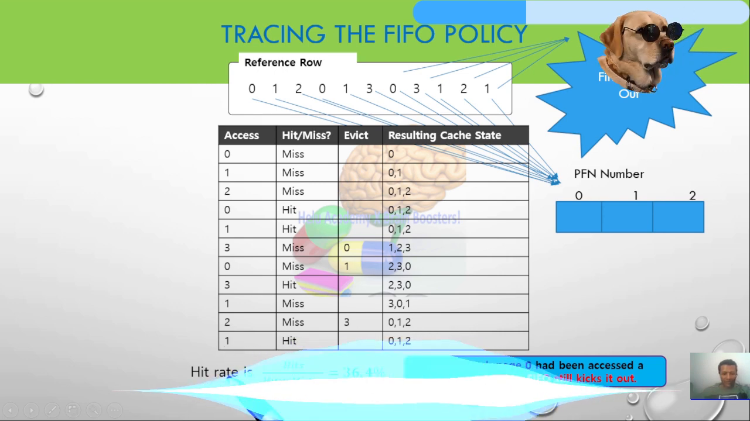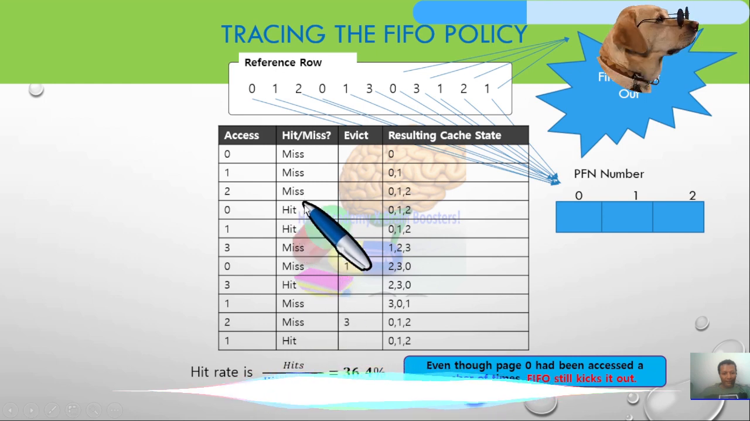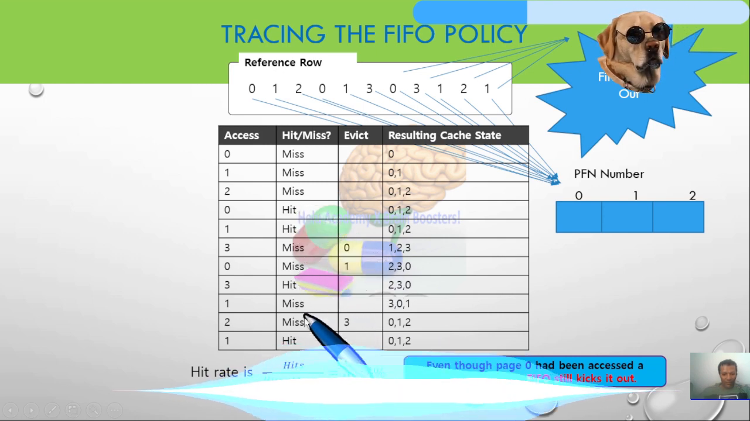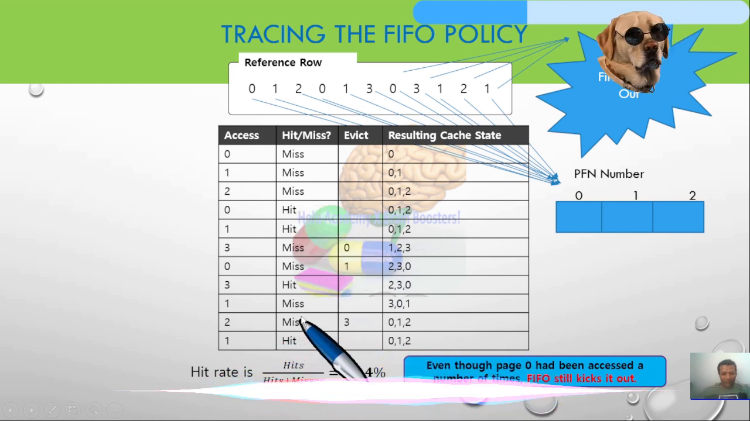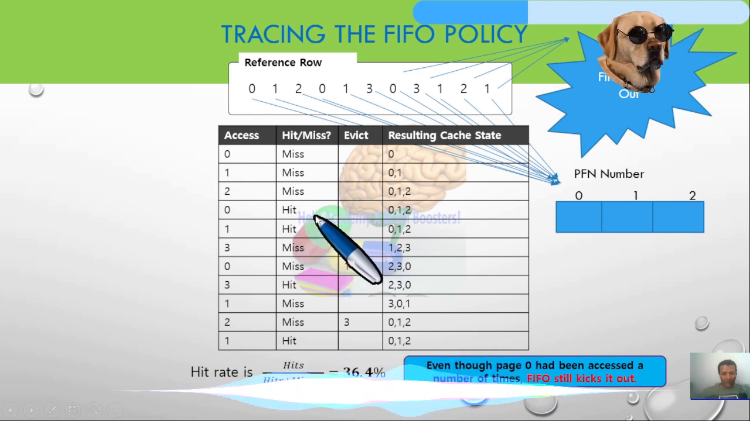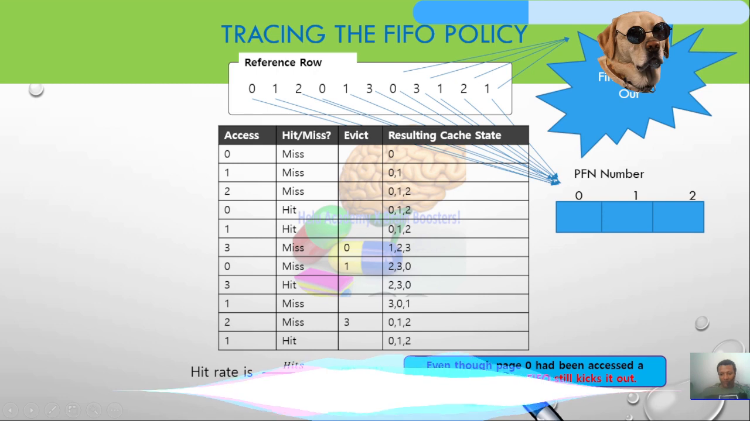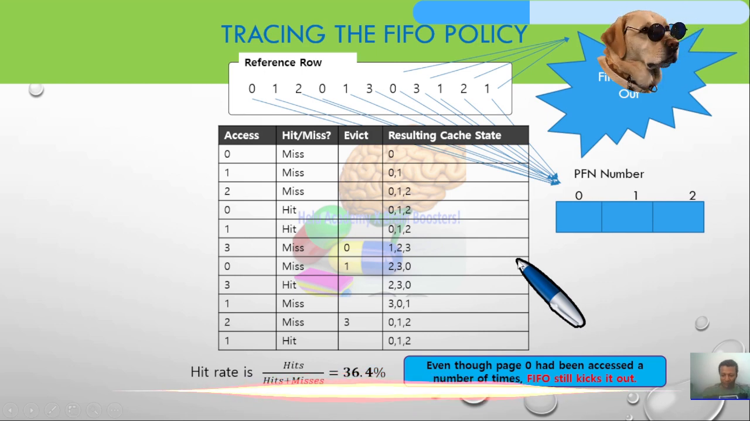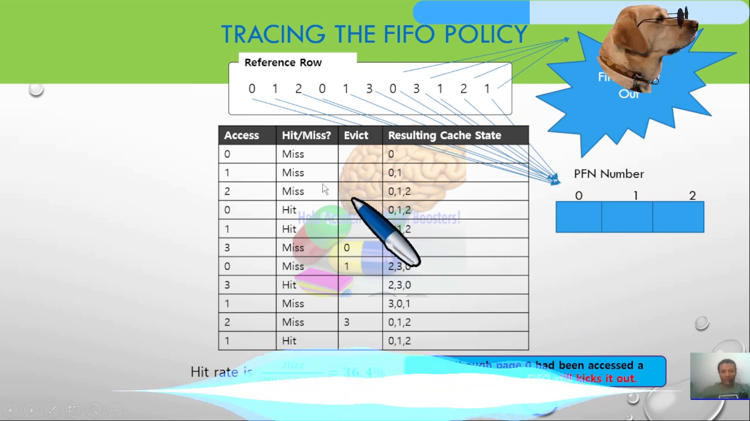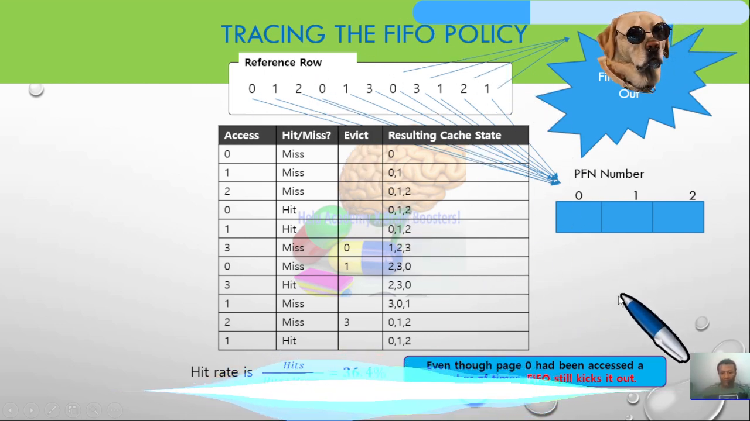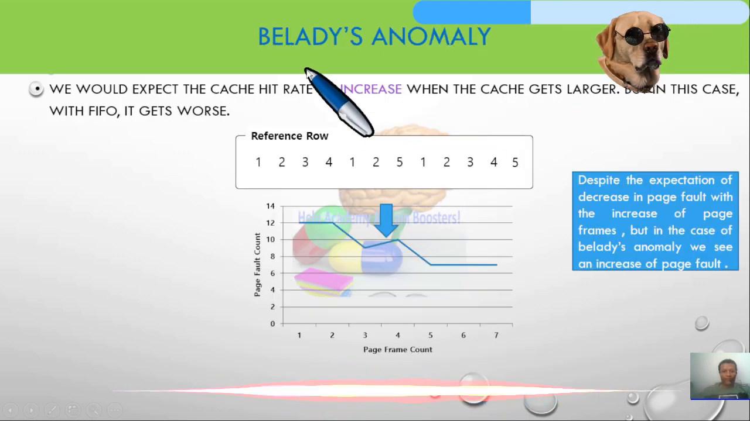So for the hit rate, how many hits do we have? 1, 2, 3, 4. So 4 divided by 11, 36.4%. Even though page 0 had been accessed a number of times, FIFO still swapped it out. So this is the policy of FIFO.